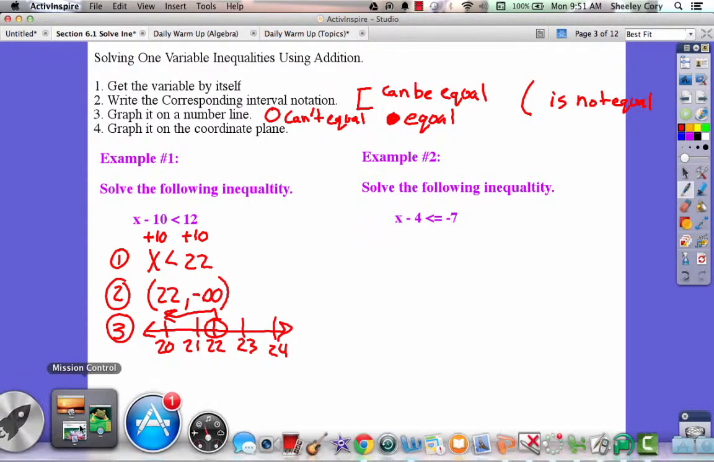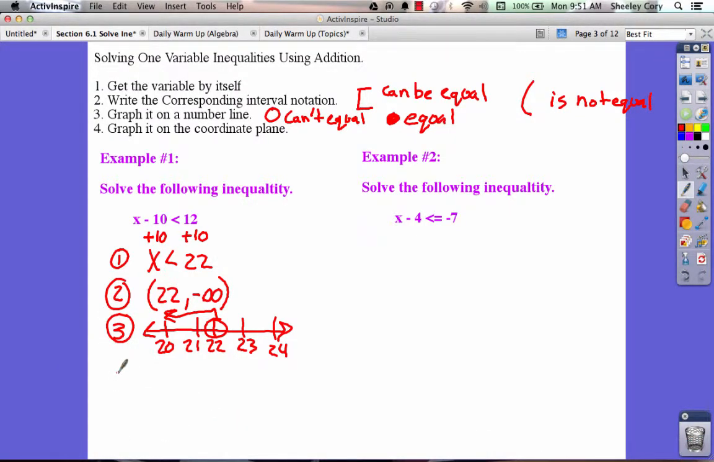And finally, part 4, I'm going to graph this on the coordinate plane. So if I want to graph this on the coordinate plane, I'm just going to draw a graph. It says x less than 22. So I'm going to go up by tens. This is 10, this is 20, this is 30. And if you remember from when we graphed equations before, anytime I have x equal 22 or x by itself with no y in the equation, I get a vertical line. So I'm going to have a vertical line at 22, which is right there.